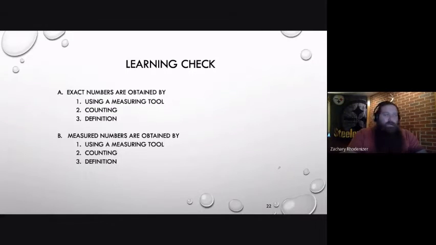Now, something I like to kind of run through your head, a different way to think about this. If I asked you how to get an exact number, what would you say? Would you use a measuring tool? Would you count? Or would you use a definition? Well, if I'm measuring, I know that the tool, just because it's man-made, is not infinitely accurate. So if it's not infinitely accurate, it can't be exact. So it can't be number 1. If I count, I can get exactly 2. So that can work. All right. And if I know a definition that says this is equal to that, that can also work. So it would be these 2.